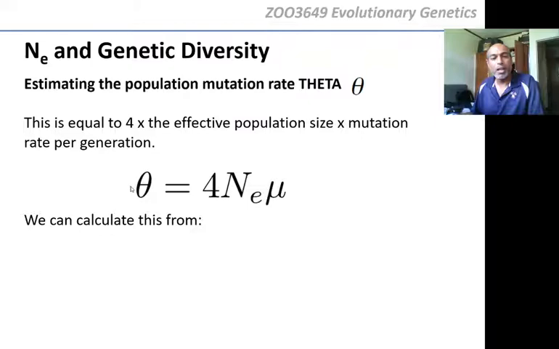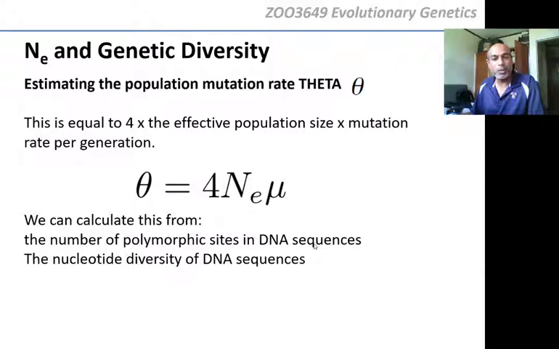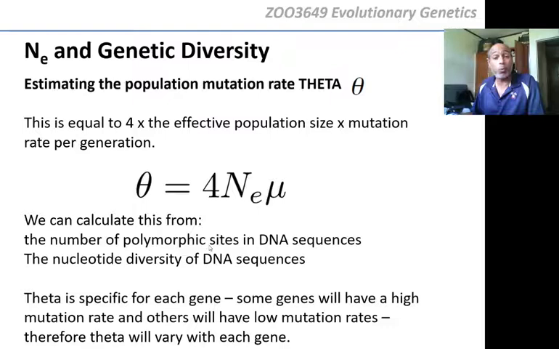We can calculate it from the number of polymorphic sites in a DNA sequence, and we can calculate it from the nucleotide diversity of the DNA sequence, in other words, the average difference between each pair of DNA sequences. There are two ways of estimating this population parameter theta. If both of them are the same, then your population is evolving according to neutral expectation, according to the neutral theory, because this here is the great neutral theory equation.